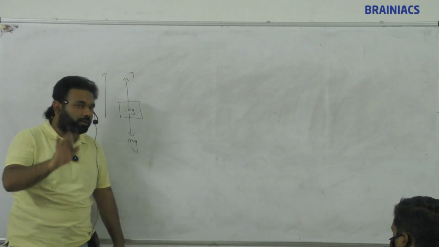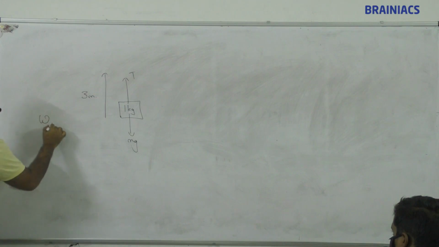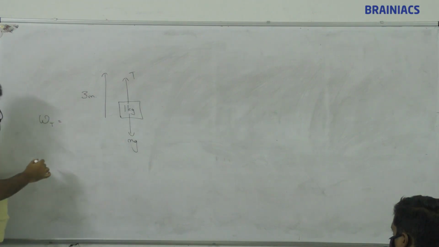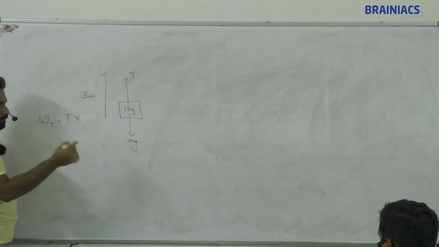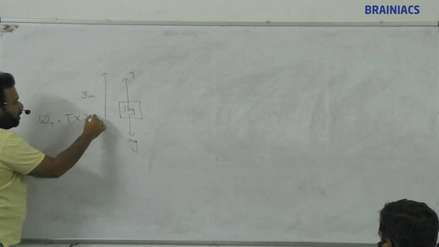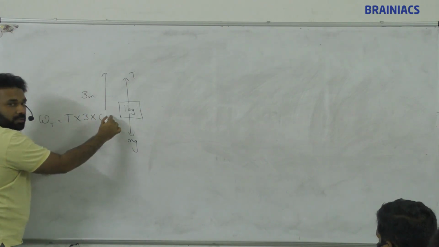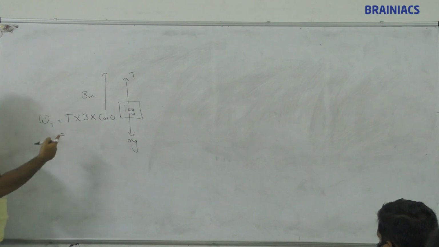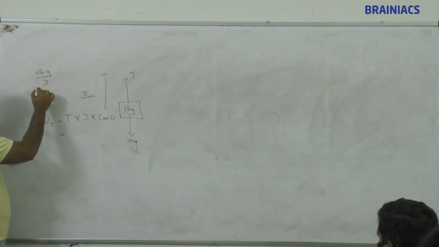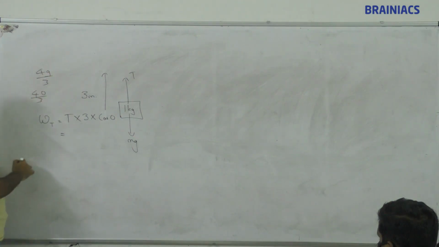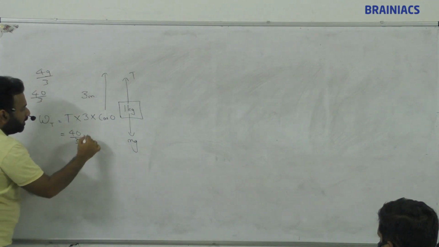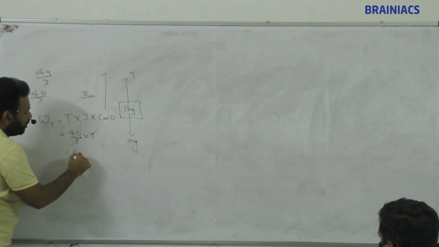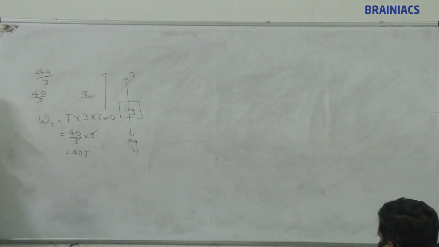Work due to tension. So work due to tension is tension into displacement, 3 meter, into cos 0. So what is that? 4g by 3, we go. 40 is the value of tension. Correct or what? 40 by 3 into 3, cancel, 40 joule. Is it clear?